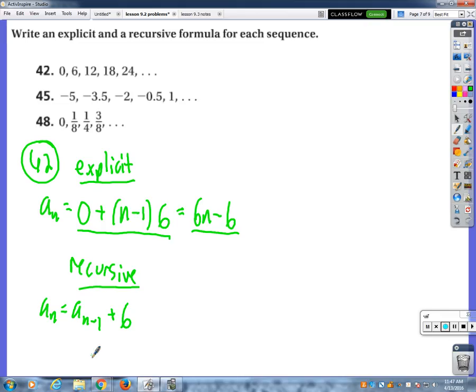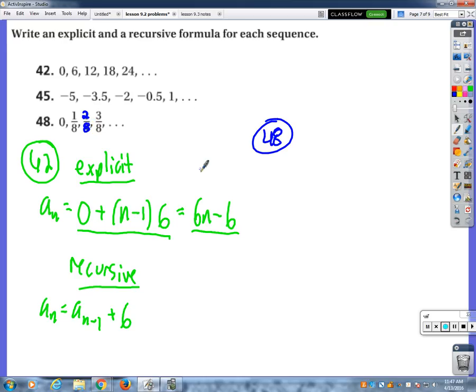All right? I refuse to do number 45. You should be able to do that on your own based on what we have done already. I will help you get started on 48. What is the common difference there for 48? What are you doing each time? You're adding an 8. And it's easier to see that if you rewrite this as 2/8 instead of 1/4.